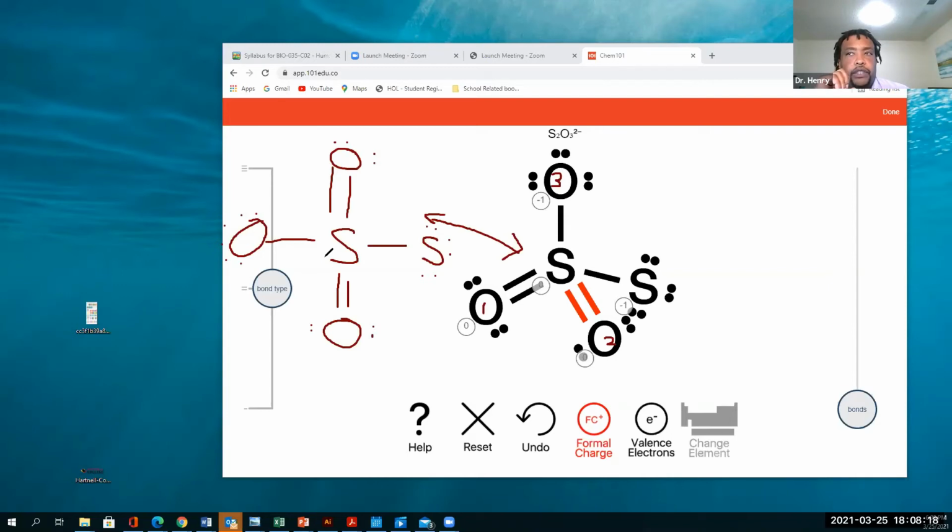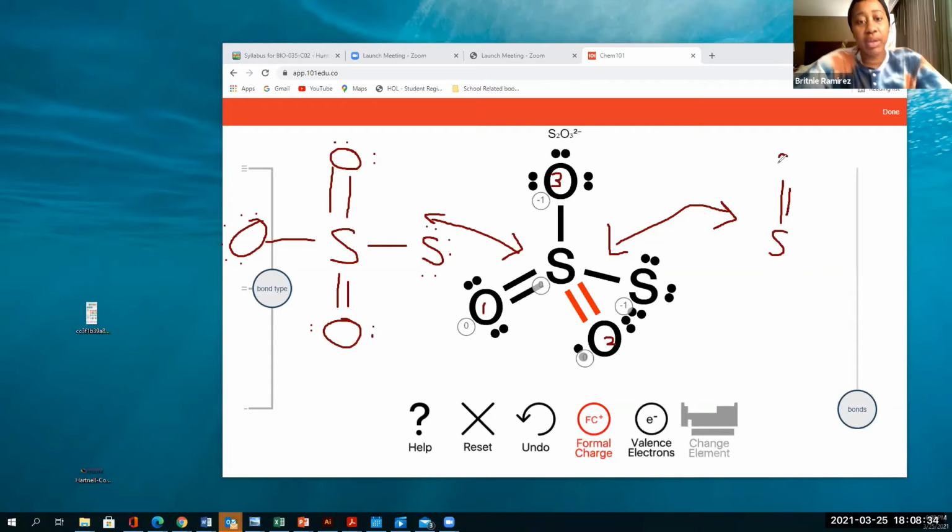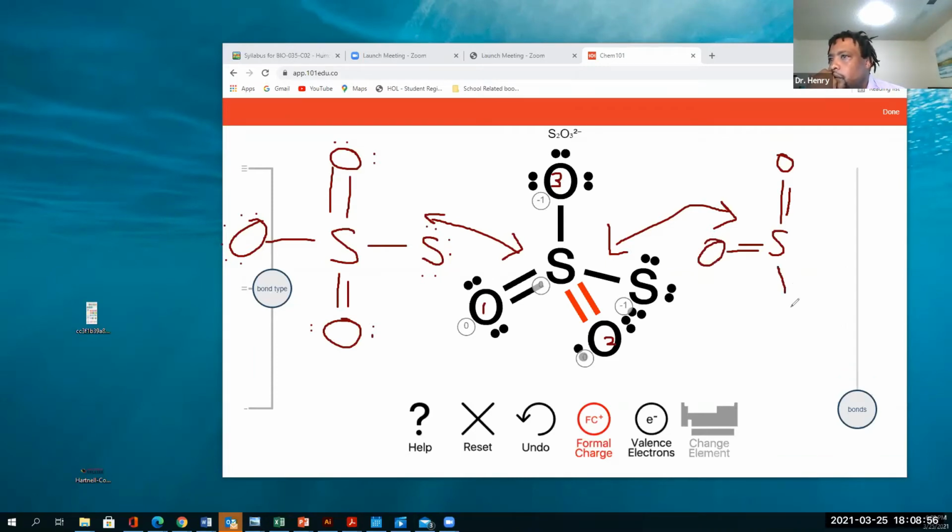So this would be one resonance structure. This would be another resonance structure. Can you guys figure out the last resonance structure? Would it be with the two double bonds on oxygen, like to the right? So would it be oxygen 1, oxygen 2? Where would the double bonds be? Oxygen 1 and 3. Okay, oxygen 1 and 3. That's correct.